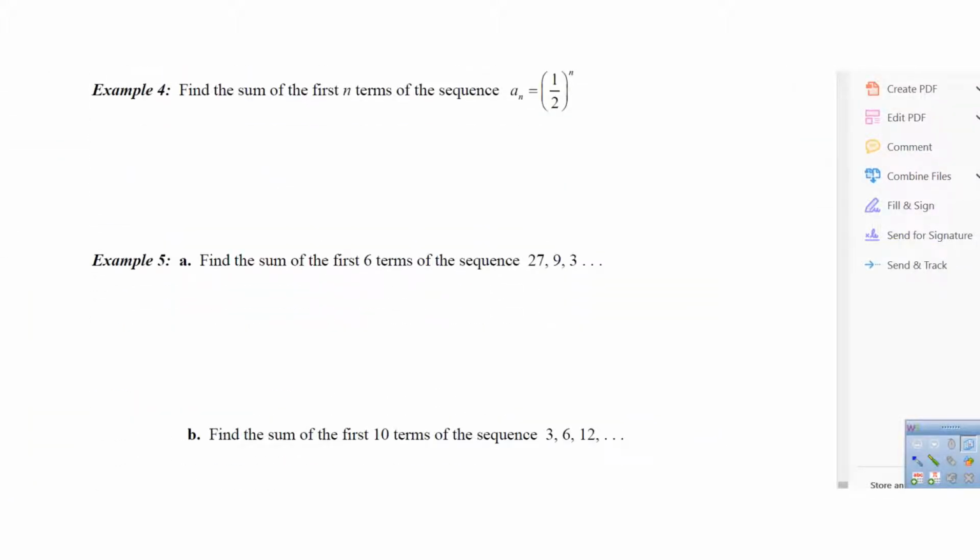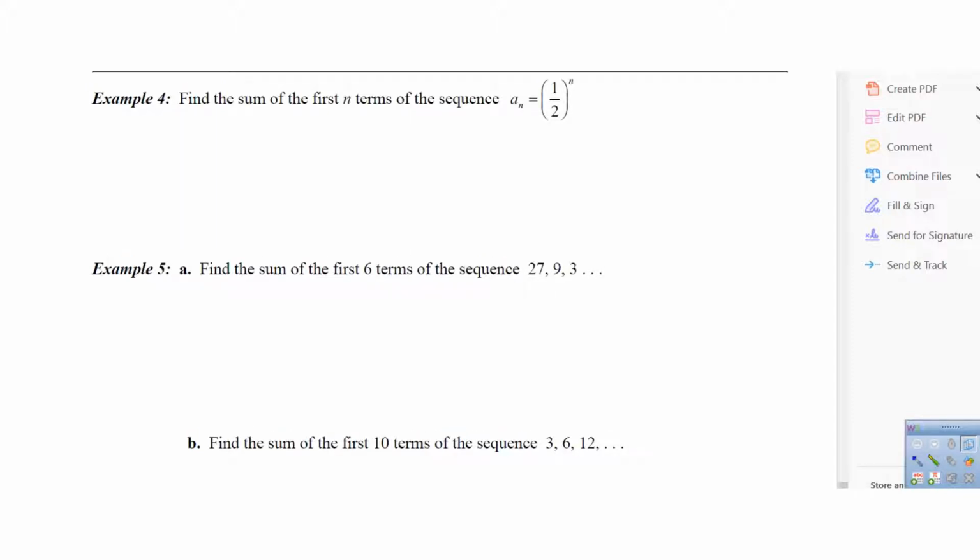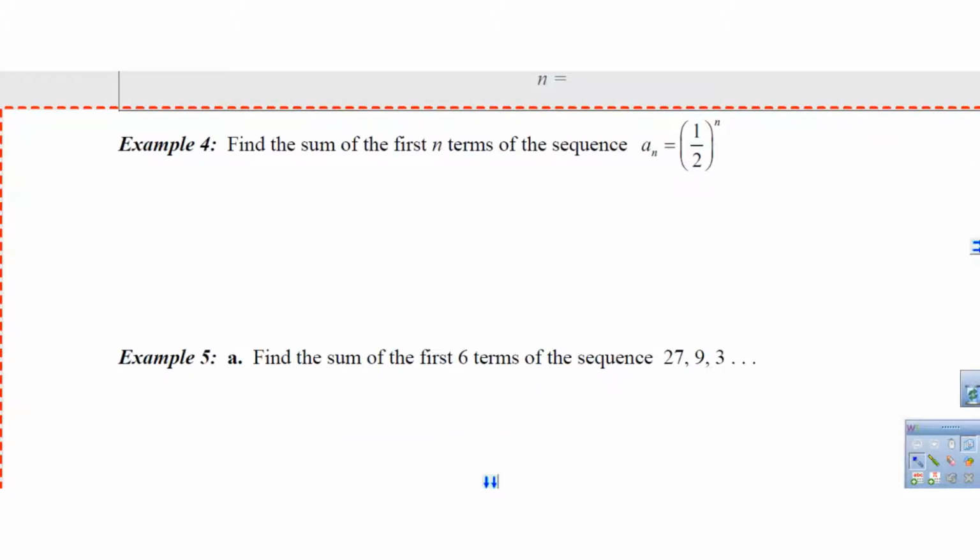Find the sum of the first n terms. Okay, so this gets a little tricky with fractions, so you have to be careful. First of all, let's figure out if it's arithmetic or geometric. So a sub 1, a sub 2, a sub 3. So look at the formula. If n is a 1, then you have 1/2 to the first power, which is 1/2. And then if n is a 2, that's 1/2 squared in parentheses.